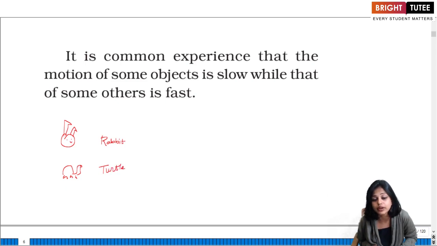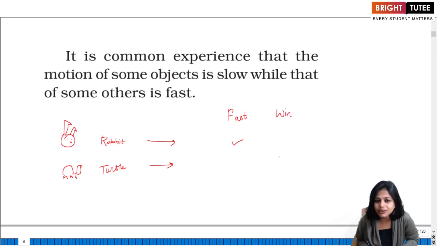Who was the winner of this race? But we know that while the winner is someone, the faster one was someone else. So if I have to tell you who was faster, Mr. Rabbit was faster. But who won the race? Because of consistency, the turtle wins the race.